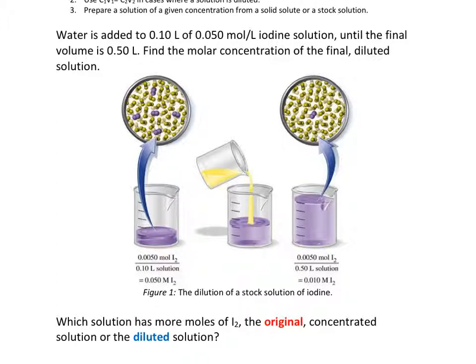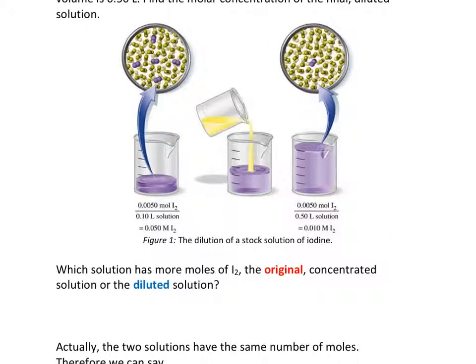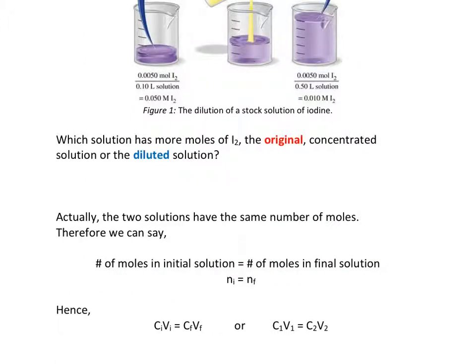And so then we come to this question about which solution has more moles of the iodine solute, the original concentrated solution or the diluted solution. I want you to think about that for a second. Which one do you think would have more moles of the iodine solute? Well, it turns out that they actually have the same number of moles, because we didn't change the amount of solute in this situation or in this situation. All that was changed was the concentration.